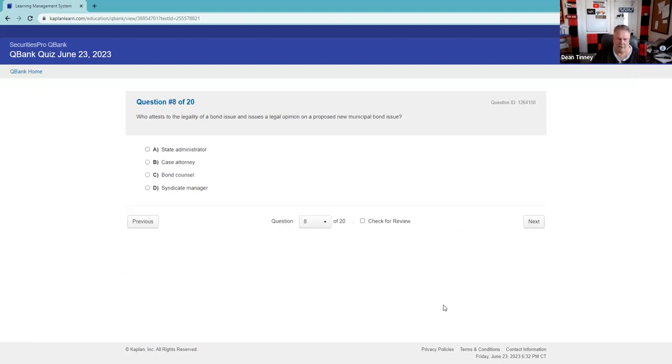Oh man, don't miss this one. This is high risk, and it's definitely on there. Who attests to the legality of a bond issue and issues a legal opinion on a proposed new municipal bond issue?